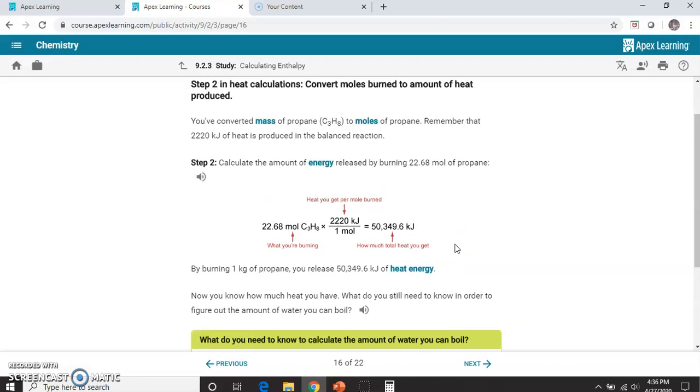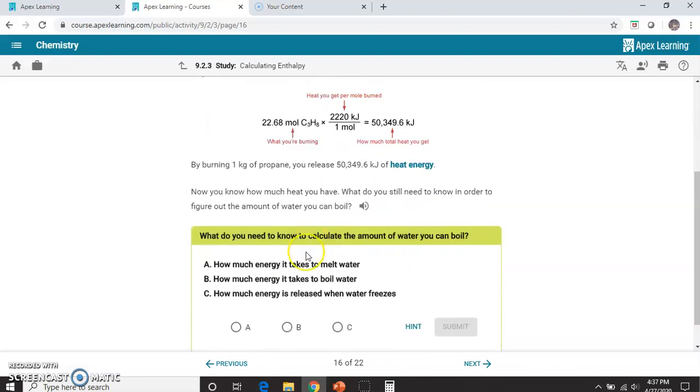So we know that 2,220 kilojoules of heat is produced per mole. So now we want to know the amount of energy released burning this much propane. We have this amount of propane, 22.68. We know how many kilojoules per 1 mole. Well, we have this many moles. So we're just going to multiply across the top, and you get 50,349.6 kilojoules of heat if you have that much propane that you're burning. Okay, you're releasing that much energy.